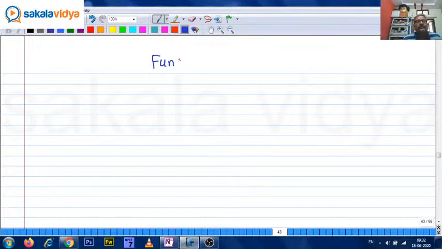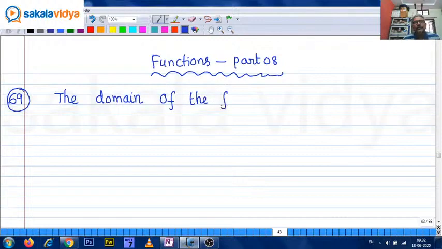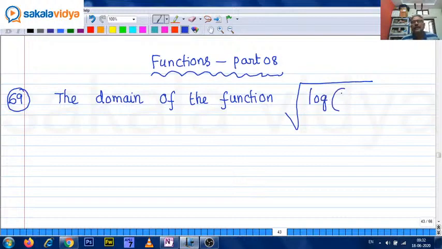Functions, part 8, 69th question. The domain of the function root over log of (5x minus x square) upon 4 to the base 10 is. Okay, this is the question.